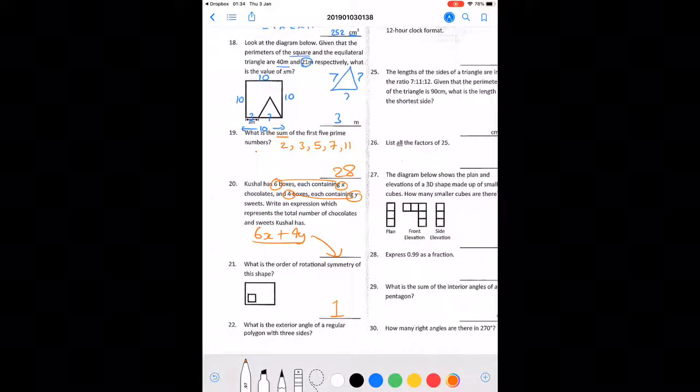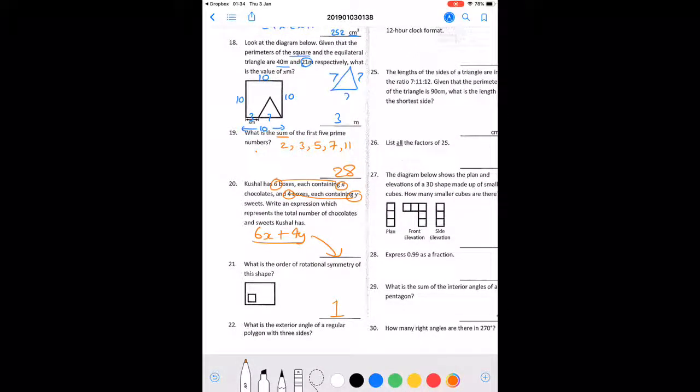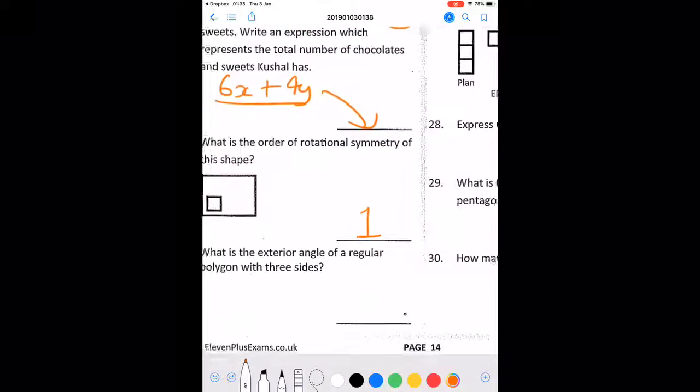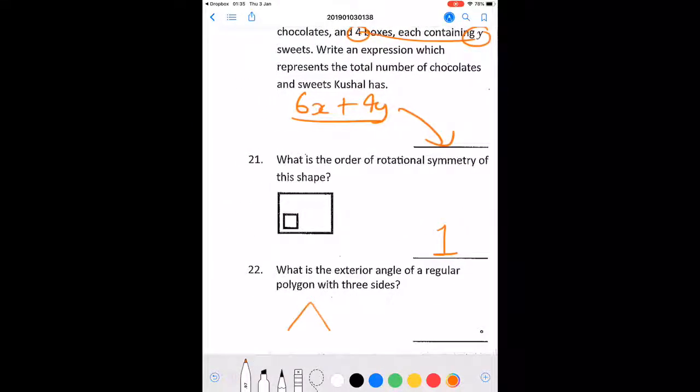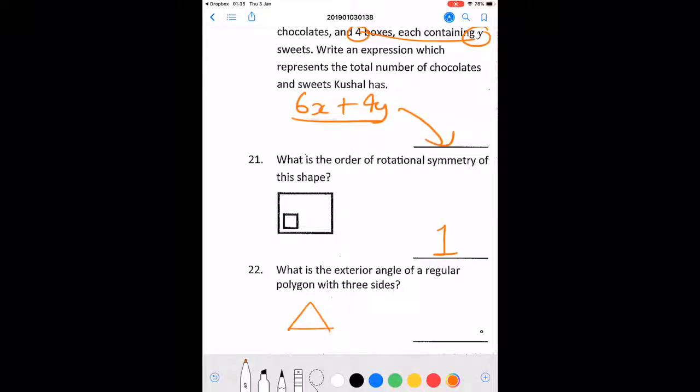What is the exterior angle of a regular polygon with 3 sides? Oh, oops, I didn't want to do that. So if we draw the 3-sided shape, a regular polygon with 3 sides, that means that's 60, that's 60, and that's 60. So the exterior angle is when you extend the line, and that will be 120, because 120 plus 60 is 180. That's done.